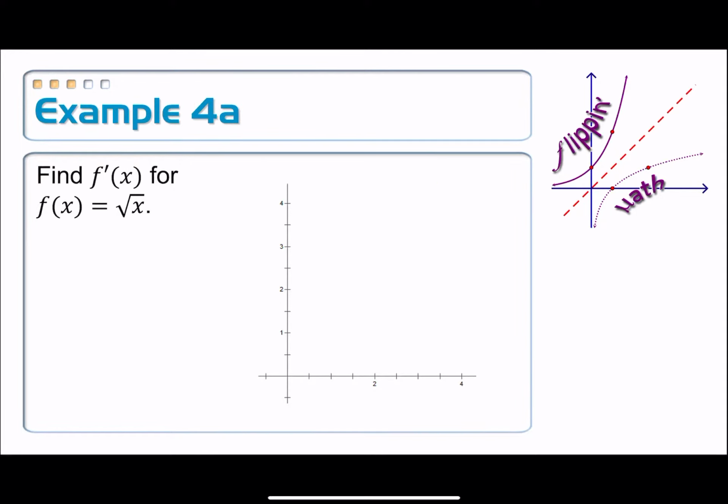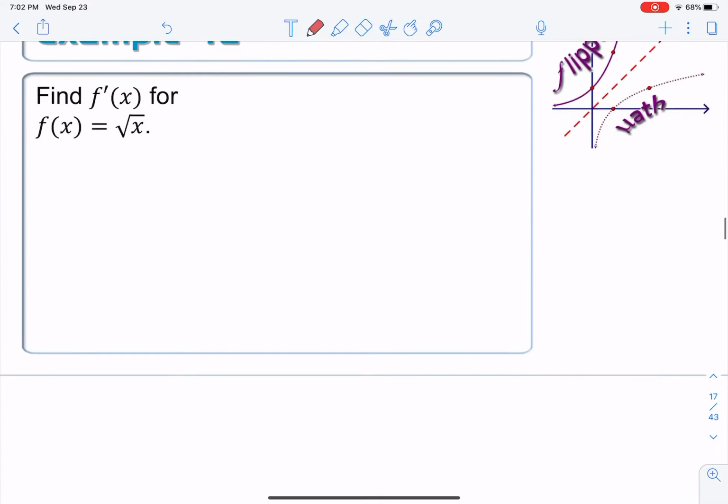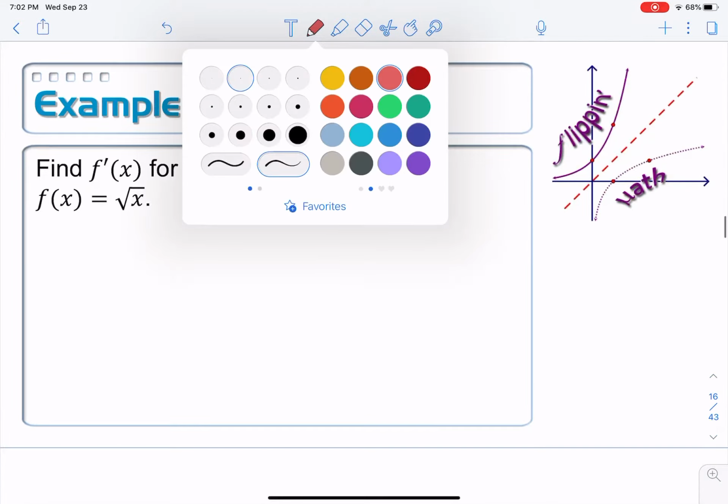Let's look at part A. Find the derivative f prime of x for f of x equals the square root of x. Okay, so there's a graph of the square root. Remember, that's basically half of a parabola that's turned sideways because it's almost the inverse of x squared. Let's get some space going here because I have a feeling we're going to need it.